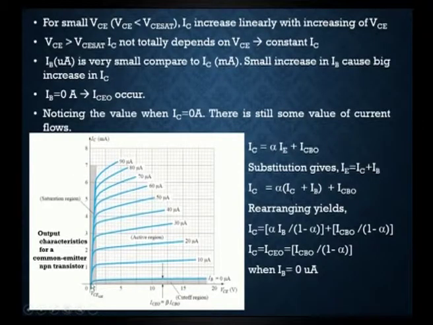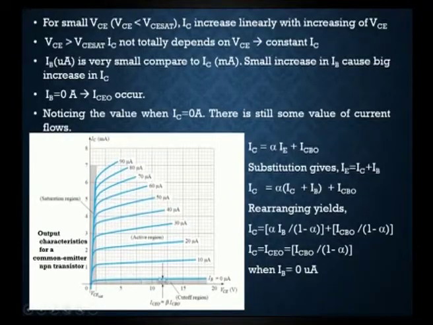There is a saturation value for the output voltage. When it crosses this value, the collector current remains constant even though we raise the VCE. So, the IC value remains constant for varying VCE. Also IB, for the different values we have taken, is always measured in microamps and is very small compared to IC, which is measured in milliamps. So, a small increase in IB causes a big increase in IC, which we can observe from the output characteristics.